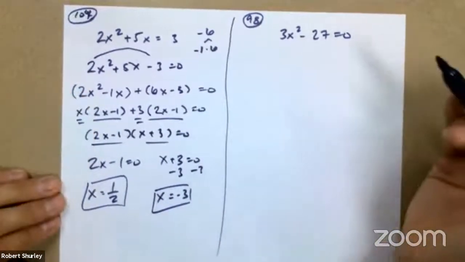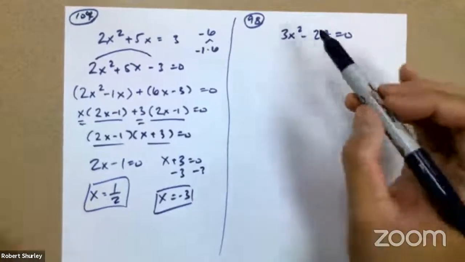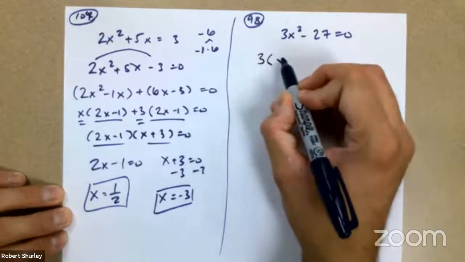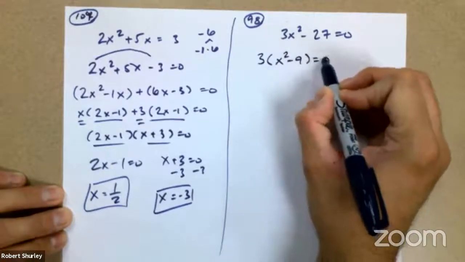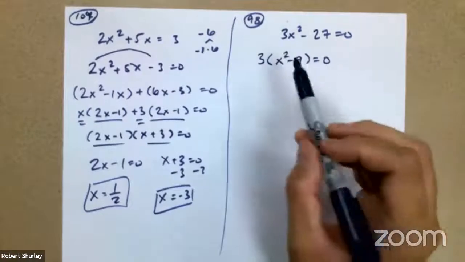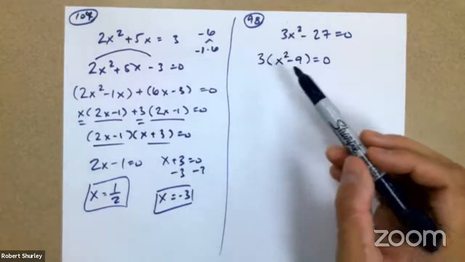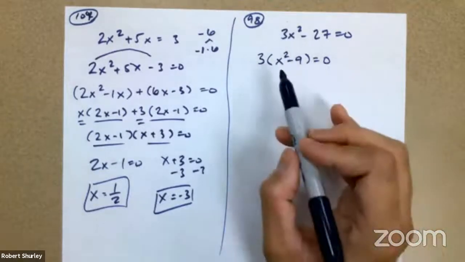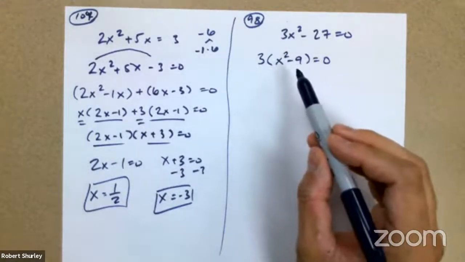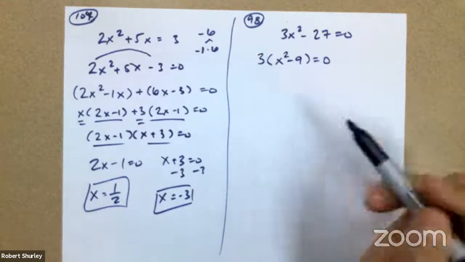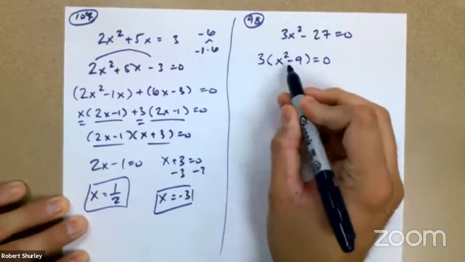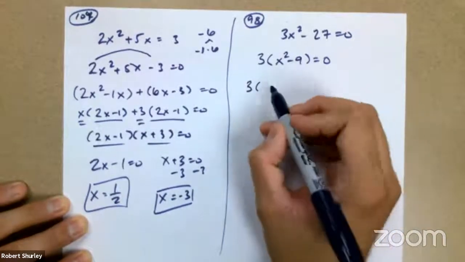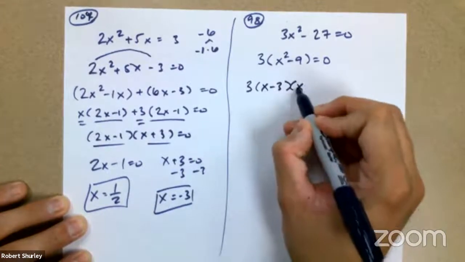3x squared minus 27. First off, this thing has a GCF. 3 and 27, you can factor the 3 out. And I would suggest doing that. It just makes your life a little easier because now it's a smaller quadratic with smaller numbers. What we have is called difference of squares. You're more than welcome to factor it by thinking of a 0x in there. But with difference of squares, x squared minus 3 squared is actually x minus 3, x plus 3.